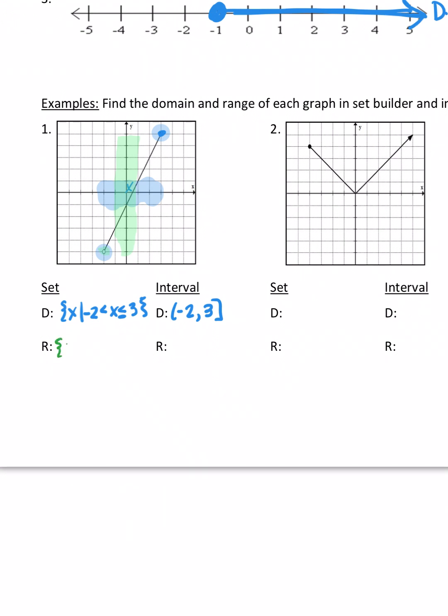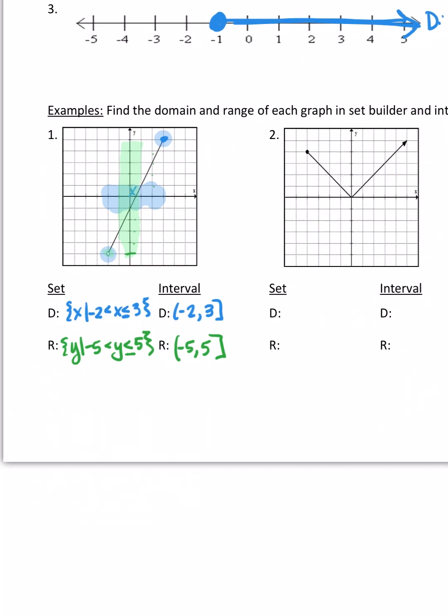So from bottom to top, y such that, where is it? 1, 2, 3, 4, 5. So -5 to 5. Now, this one is or equals to, the other one is not, so the endings will look the same, but the numbers changed. Let's look at number 2.